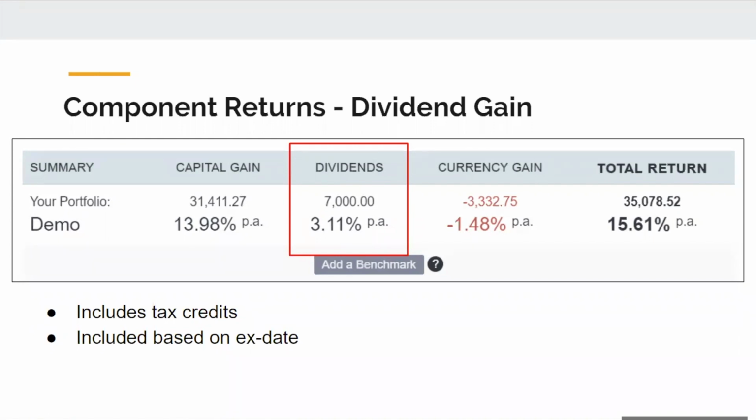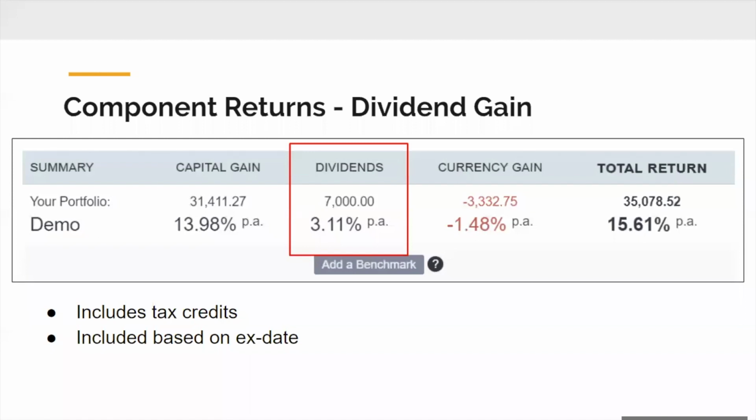A couple of other things worth noting about dividends. Firstly, the gross dividend amount is used to calculate the dividend gain. And that is to say that this figure includes any tax credits, so franking credits in Australia, imputation credits as they're called in New Zealand. And so this appropriately recognises the fact that a dividend with tax credits attached holds more value than one without, even although the cash payments may be the same.